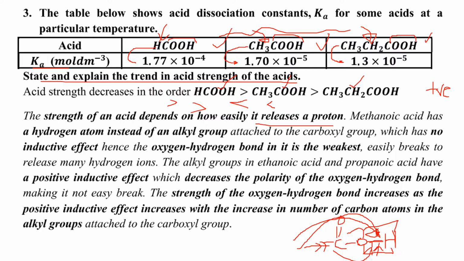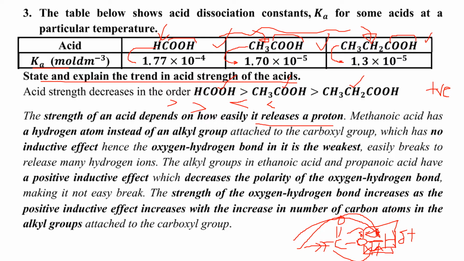So that means that propanoic acid is a weaker acid because it has the highest positive inductive effect. It donates more electrons to the oxygen-hydrogen bond. The more it donates electrons to the oxygen-hydrogen bond, the weaker the acid gets, because it will be reducing the partial negative on oxygen and reducing the partial positive on hydrogen, or reducing the polarity of the oxygen to hydrogen bond.